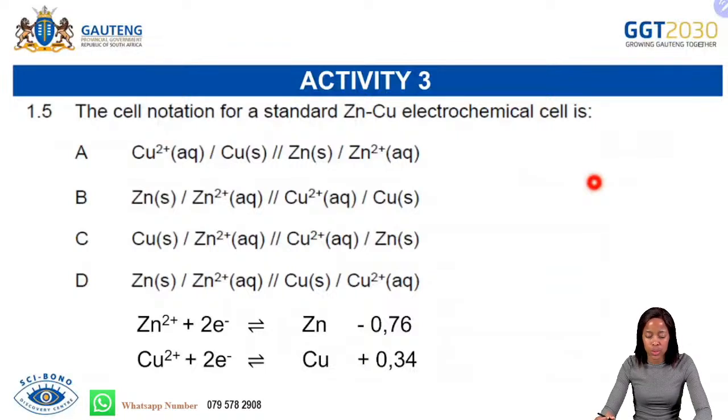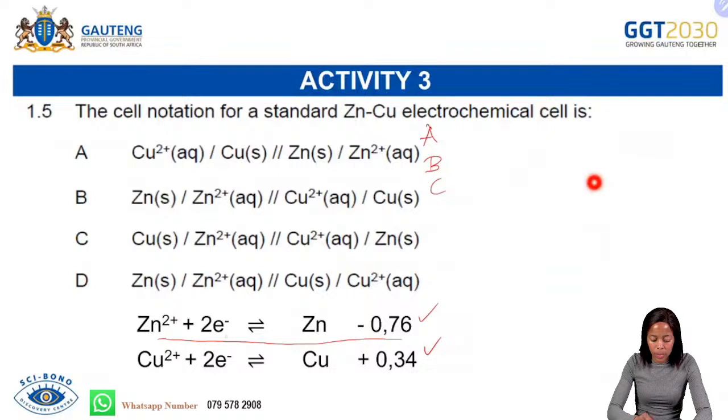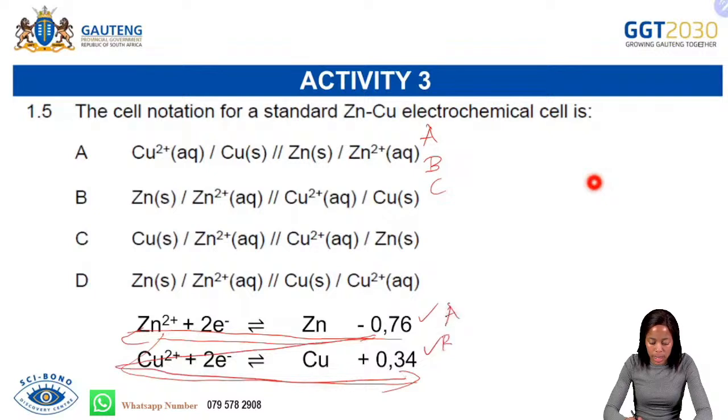Then next it says the cell notation for a standard Zn-Cu electrochemical cell is. So what is it that you are going to do? You are going to use your Table 4B, and it's as easy as ABC, whereby A is your anode and C is your cathode. If you use your Table 4B, you will see that your Zn is at the top of your Cu. So you are going to use your arrow there, and it's as easy as ABC. That's also for the cell notation.